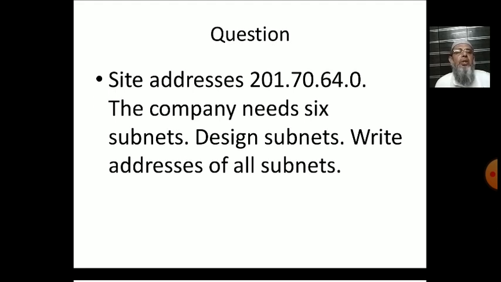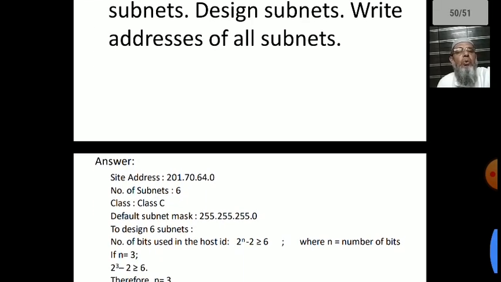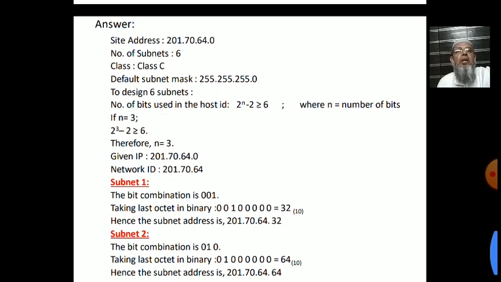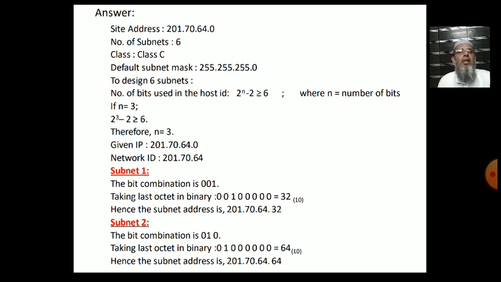Now we have a question that was asked in the MSBT examination. Site address is 201.70.64.0. The company needs 6 subnets. Now we have to design the subnets and write the addresses of all subnets. How will we design? We'll explore how it can be computed. Site address is 201.70.64.0. We have to find the 6 subnets as per our requirement, and it belongs to class C.